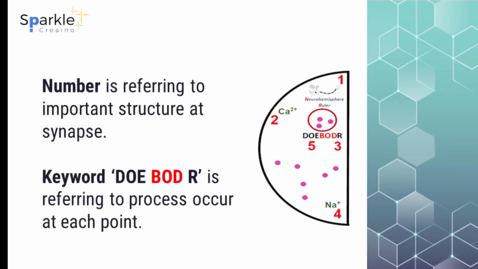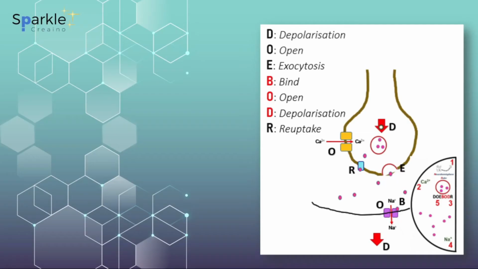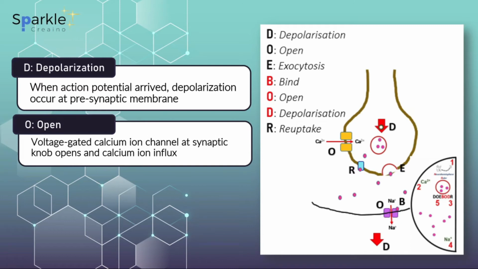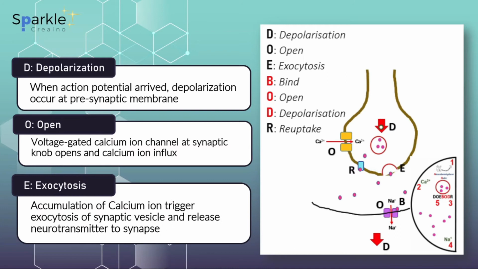Every number on the NEUROHEMISPHERE ruler refers to an important structure at the synapse, while the keywords DOE, BODR refer to the process that occurs at each point. D refers to depolarization of the presynaptic membrane. O refers to the voltage-gated calcium ion channel opening. And E is exocytosis of the synaptic vesicle.